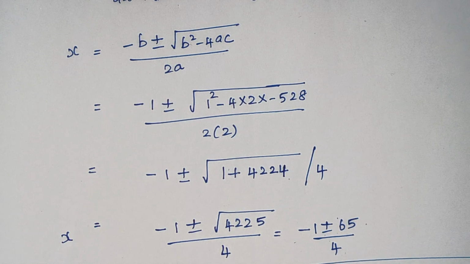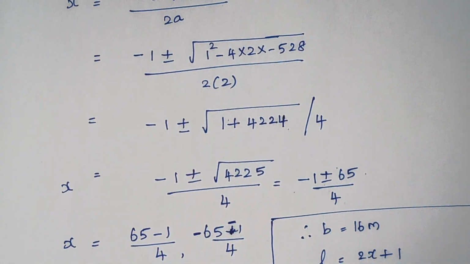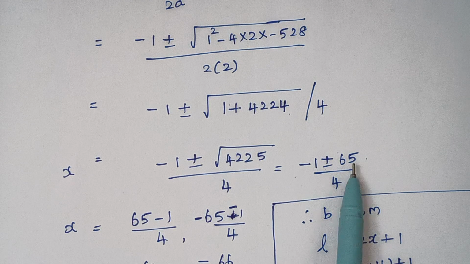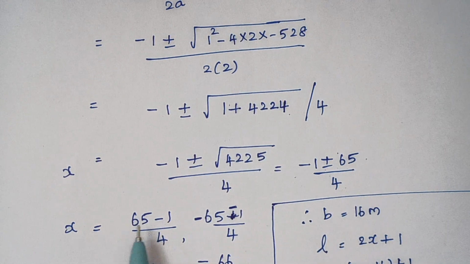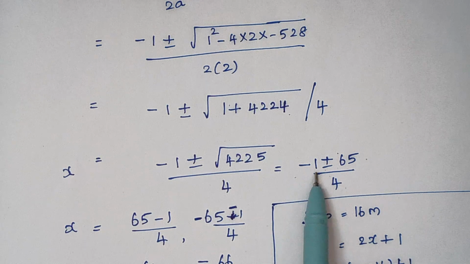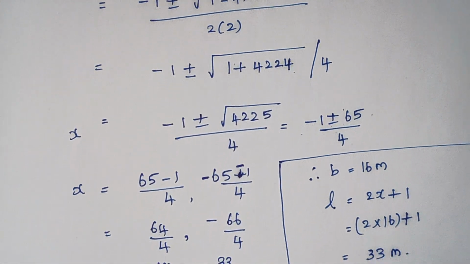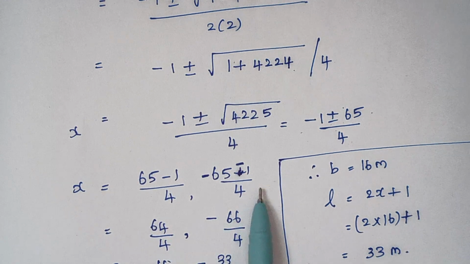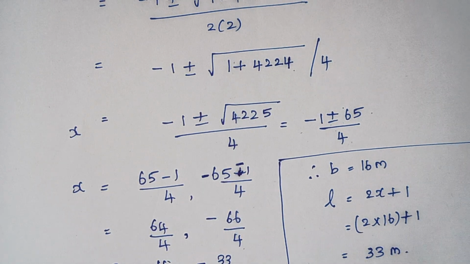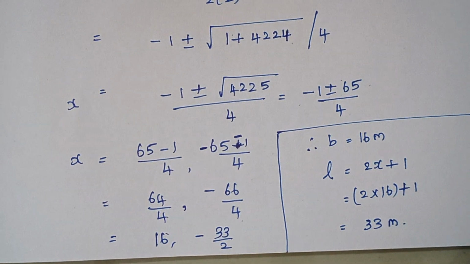Since this is a quadratic equation, we will be having two roots at the end. So, when you split and write this equation, we will be having the value of x as minus 1 plus 65 by 4, and minus 1 minus 65 by 4. Once you simplify, here it is 64 by 4 and here it is minus 66 by 4. So, once you simplify, we are getting 16 and the other answer as minus 33 by 2.